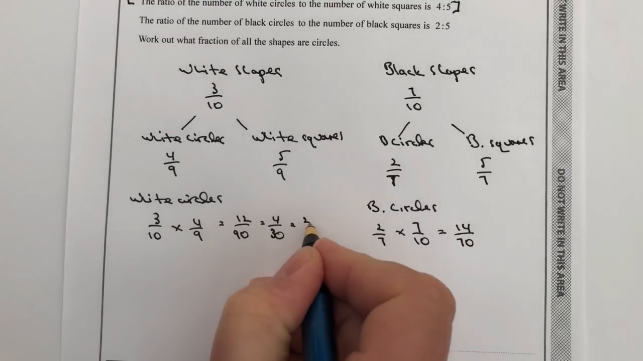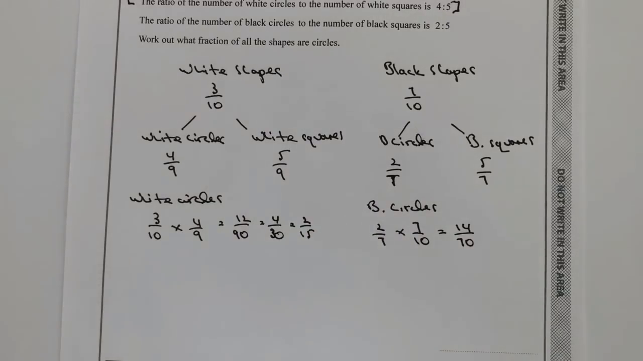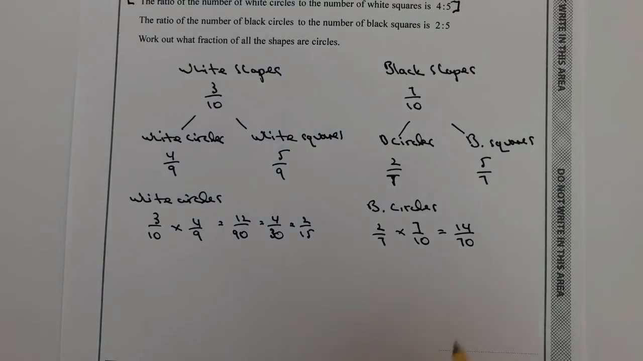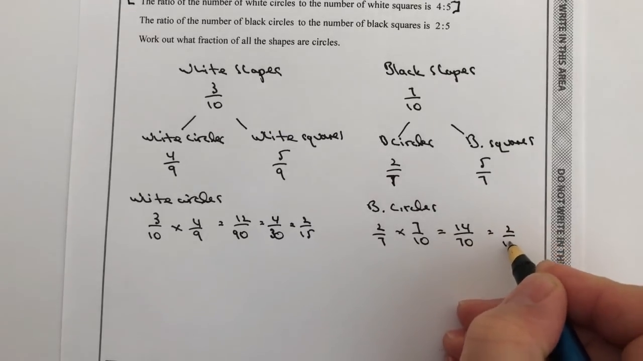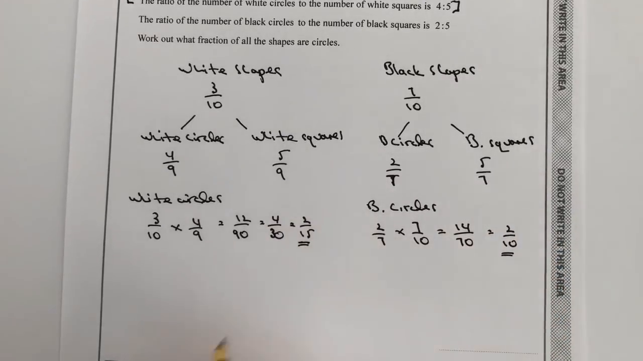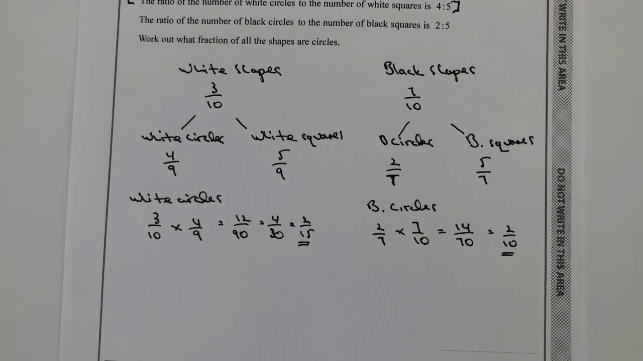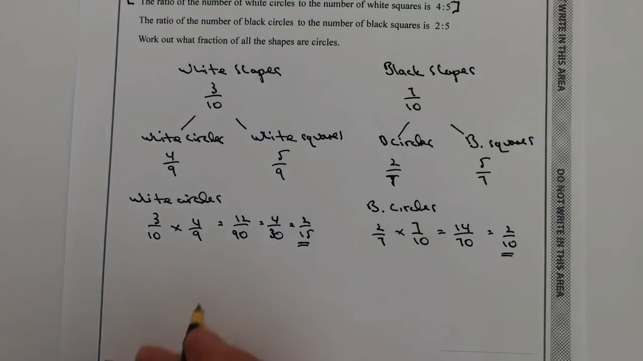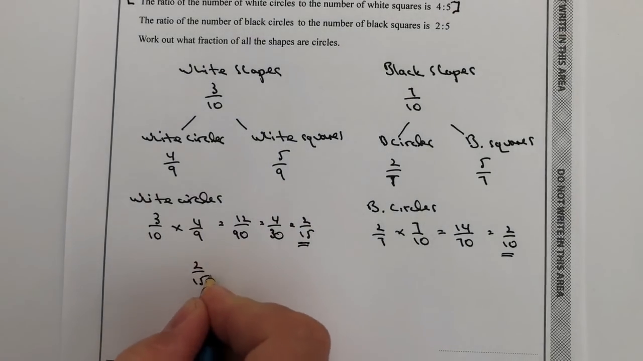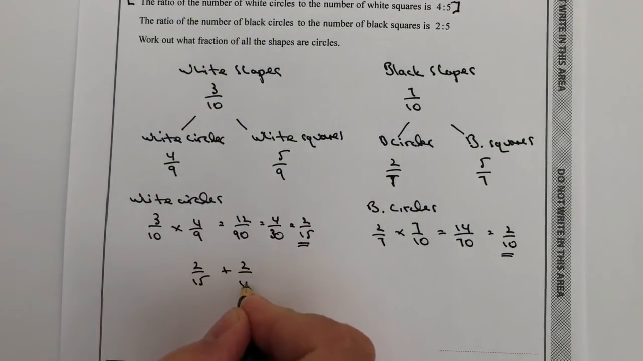Well, that's a bit better. Or 2/15. So that kind of works out a little bit better for me. And then it's the same thing with this 14/70. I'm going to divide through by 7 and I'm going to get 2 out of 10. So basically those two fractions are the ones I need to add together in order to work out the fraction of all the shapes that are circles. So I'm going to look at 2/15 plus 2/10.